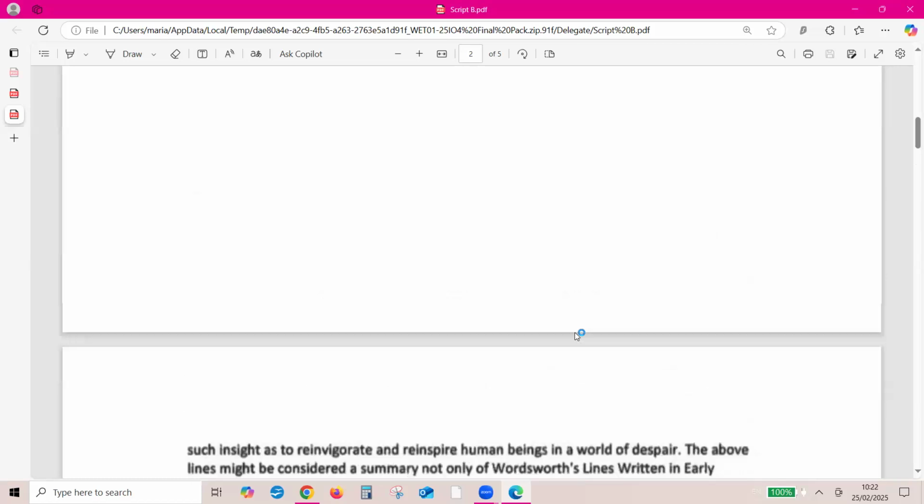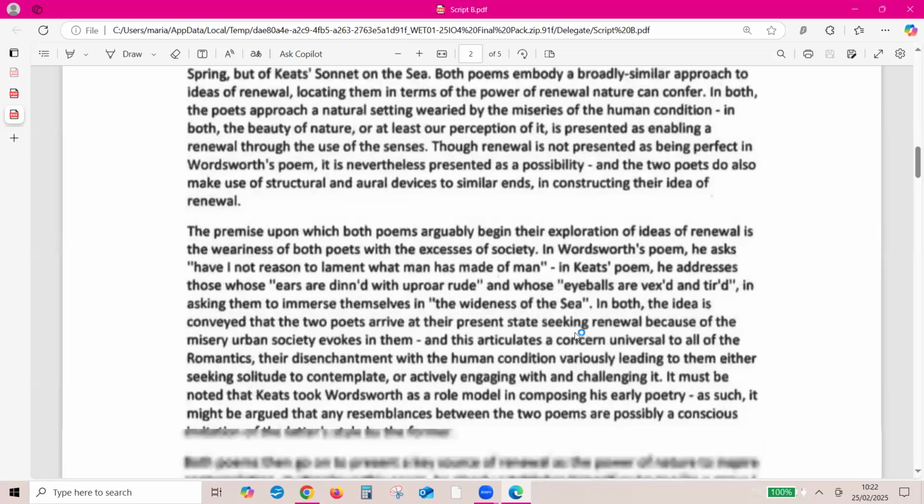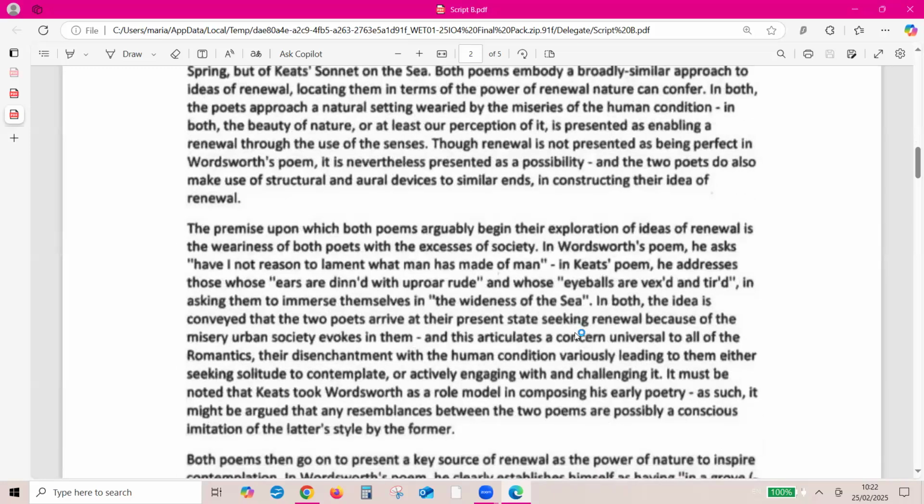So I think actually with this one as well, if we just take a quick look, I think it should actually be the other question. So that one has been put there, but it is the question on Keats and Wordsworth.